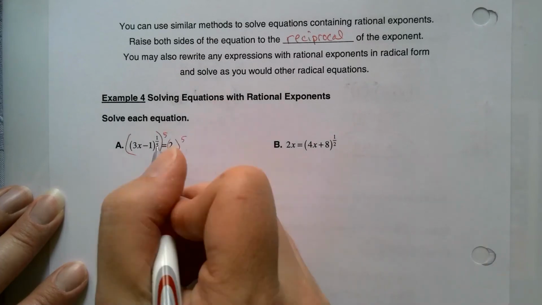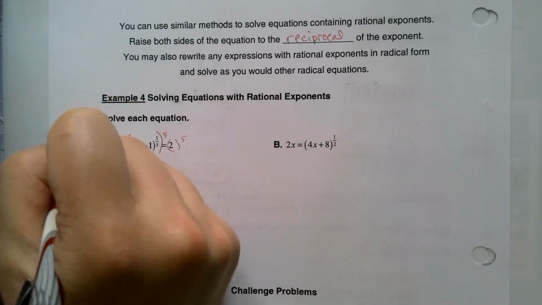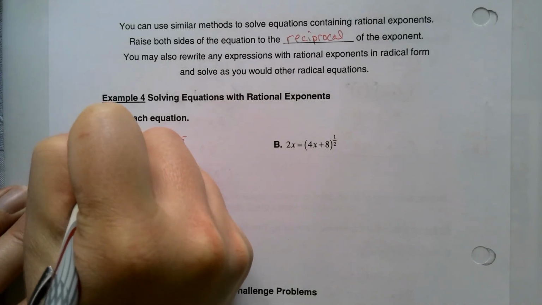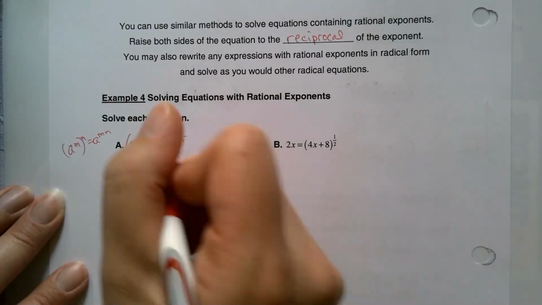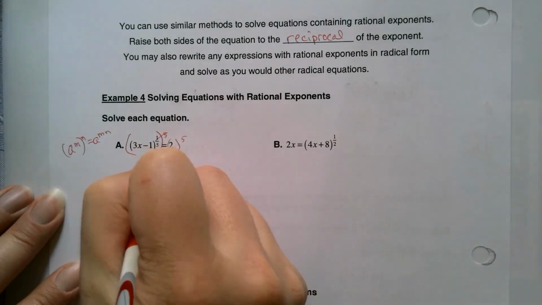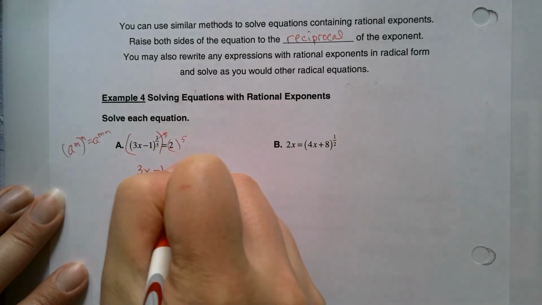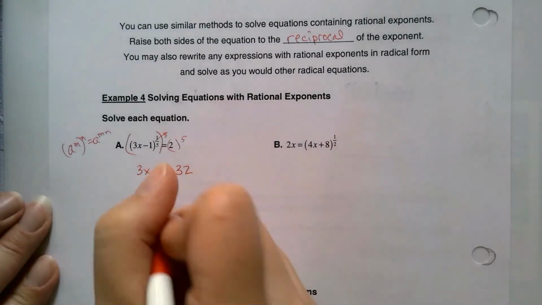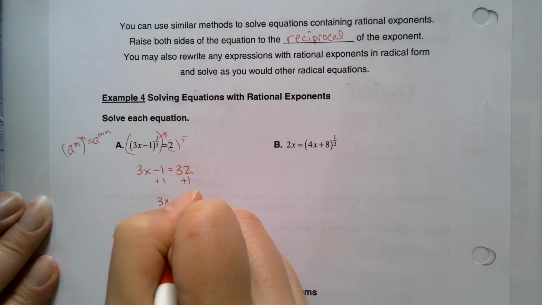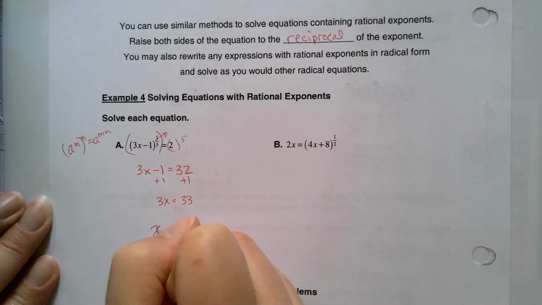And why? Well, a power to a power is the rule, right? (a^m)^n is a^(m·n). So I multiply. So this cancels out to 1. A 5th of 5 is 1. And I am left with 3x minus 1 equals 32. And then I can simply solve it by adding 1. 3x equals 33. And x equals 11.